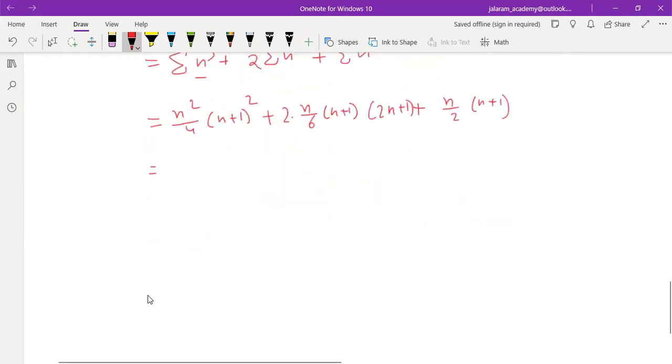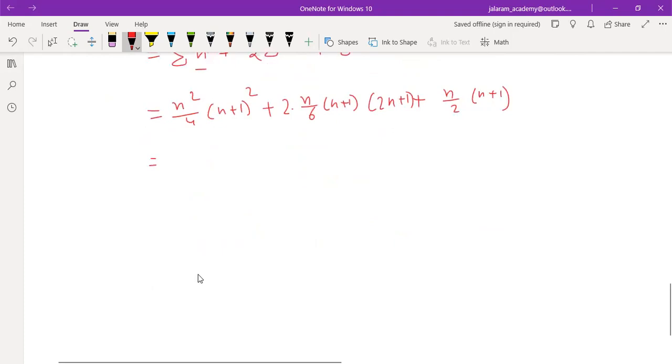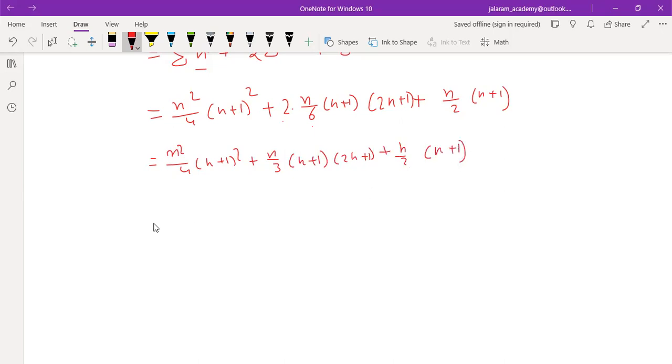If you practice it well, you feel it to be playing a sport, not solving a question of mathematics. n square by 4 into n plus 1 whole square. Simplify this: 2 into 3 is 6. So n by 3 into n plus 1 into 2n plus 1 plus n by 2 into n plus 1.